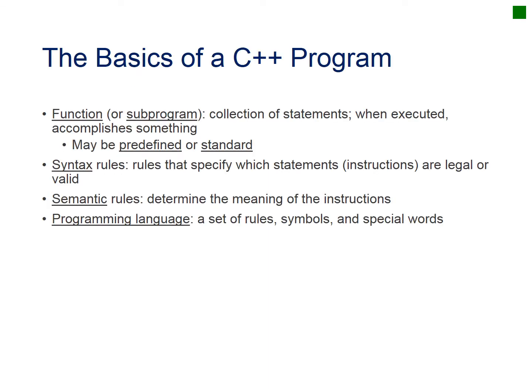The basics of a C++ program consist of functions or subprograms, which are a collection of executable statements; syntax rules, which are rules that specify which statements are legal or valid; semantic rules, which determine the meaning of the instructions; and programming language, which is a set of rules, symbols, and special words.